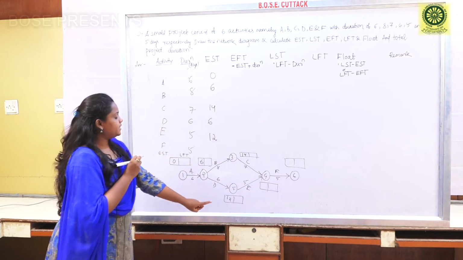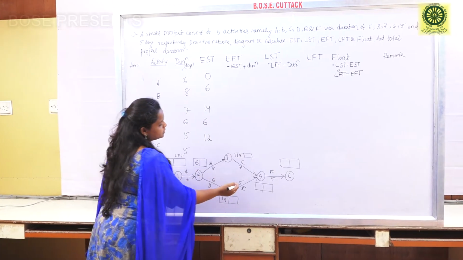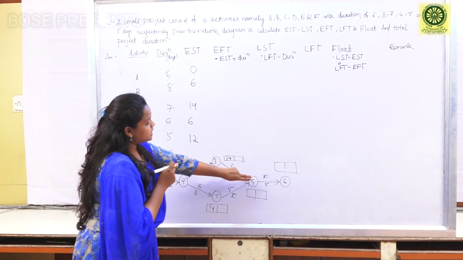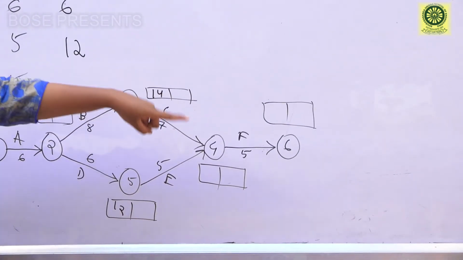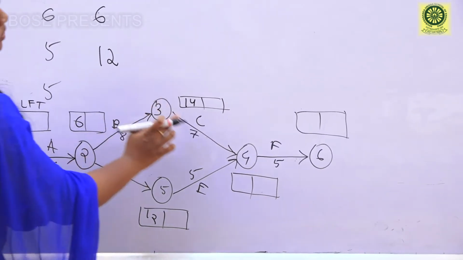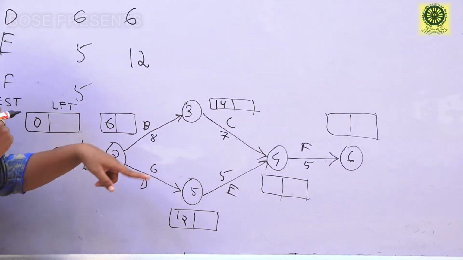Then for activity F, the EST will be... for activity E, there are two activities approaching this. After completing the two activities, only then can activity F be started. So this is one path and this is another path. We have to see both paths.